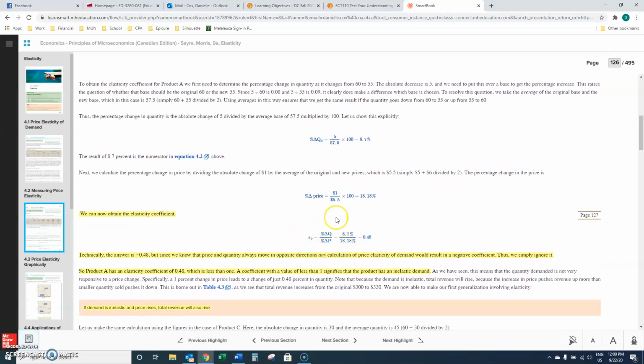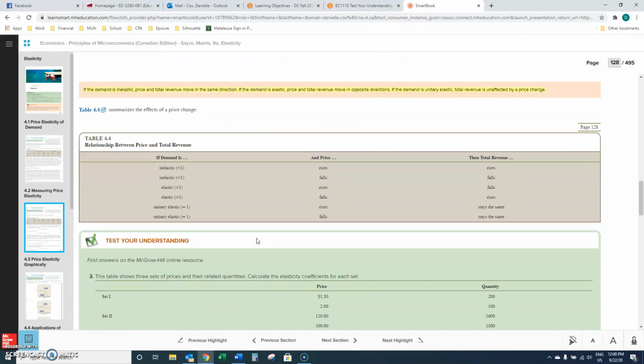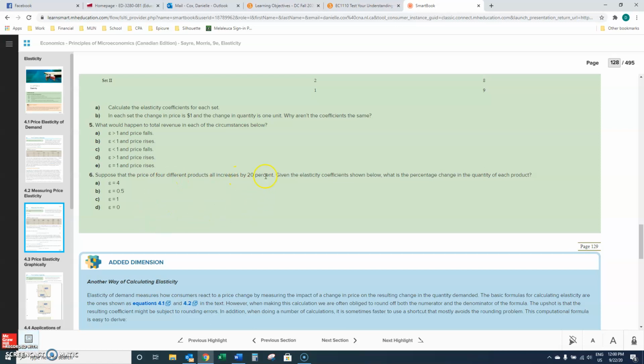The elasticity coefficient, the formula is here, percent change in quantity over percent change in price. So that's what I have over here, percent change in quantity demanded over percent change in price. So we are told, let's go into the question again, the price increases by 20%. So all 4 of these products have a price increase of 20%. And we're given the elasticity coefficient. So in A, it's 4.